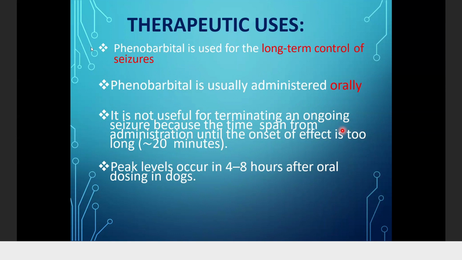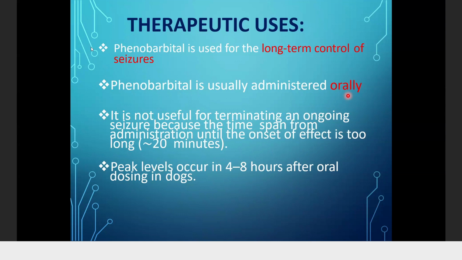So this drug is available, and the therapeutic uses: phenobarbital is used for long-term control of seizures. It is administered orally, so it comes in tablet form, easy for the client to administer to their patients, especially dogs. It is not useful for terminating an ongoing seizure. Why? Because the onset of the effect is too long. It only takes about 20 minutes to get the effect. So if an animal is suffering from a seizure, you can't give this, definitely, because it's oral.